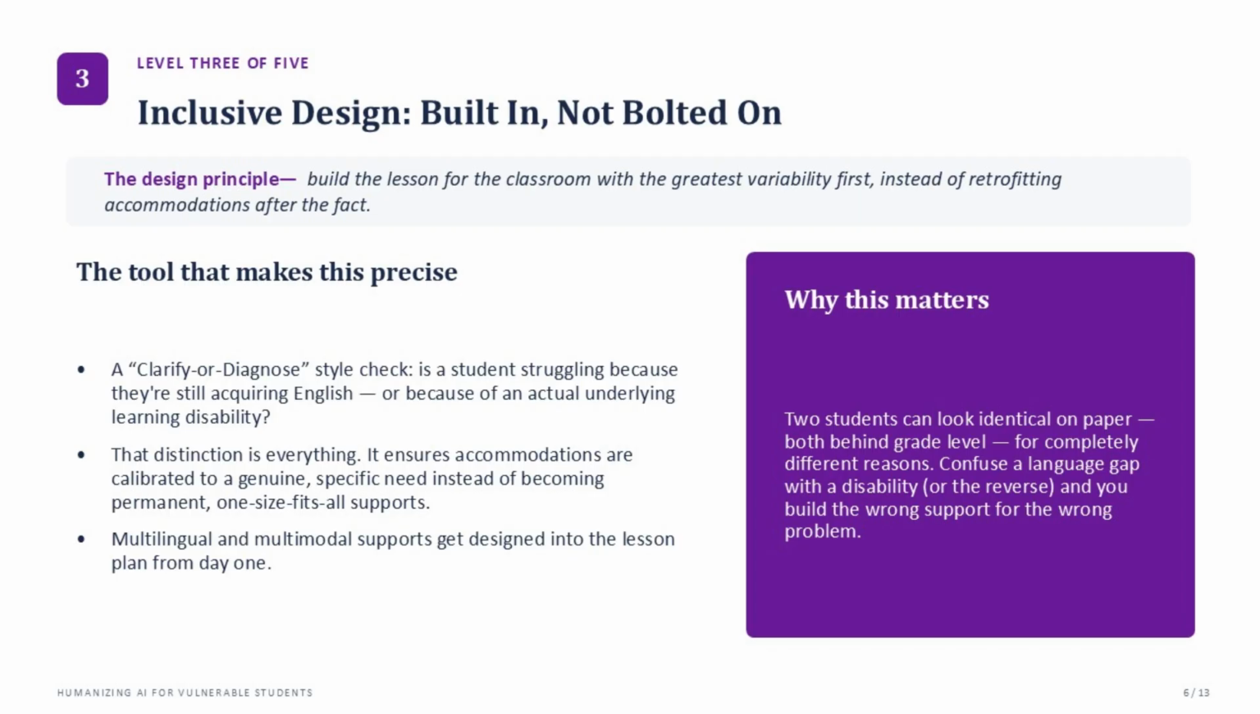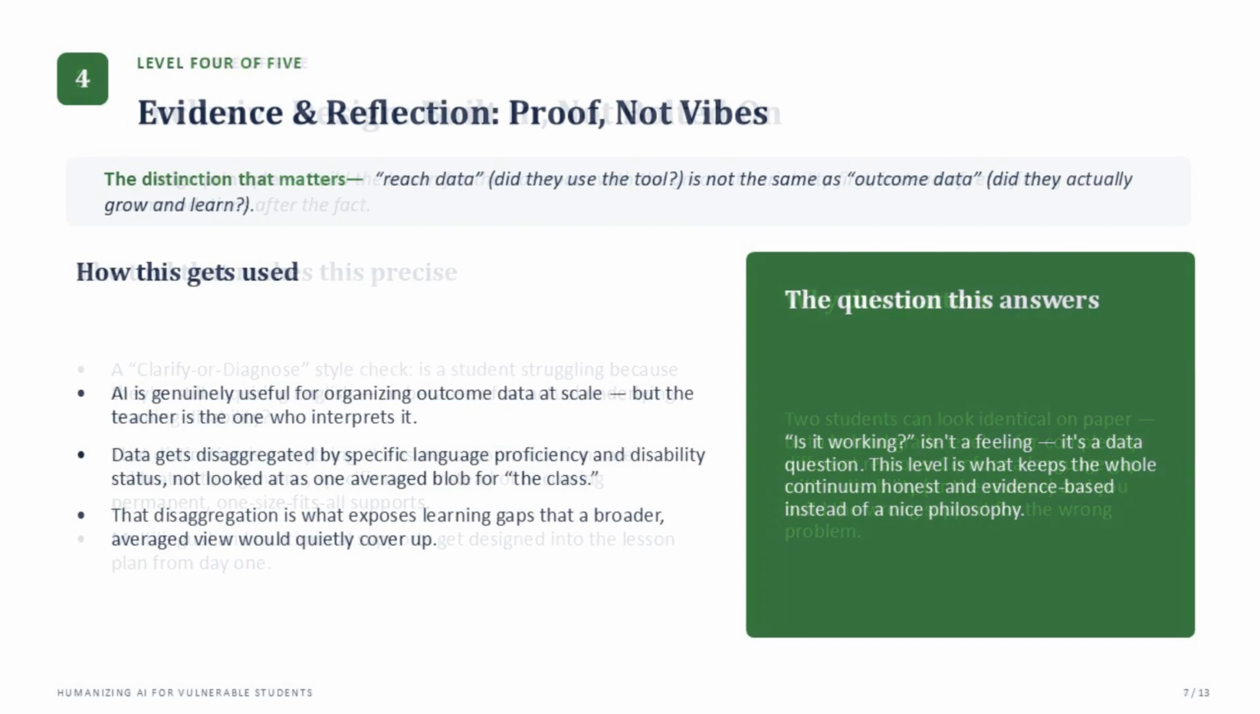Right. So you've designed this beautifully inclusive, highly targeted lesson, but how do you actually know it's working? Yeah, you can't just trust the AI blindly. I mean, you need proof. You need data, but you need the right kind of data. This brings us to level 4, evidence and reflection.